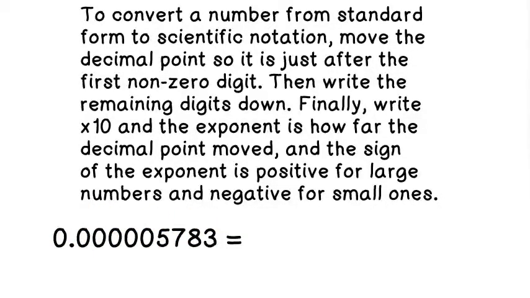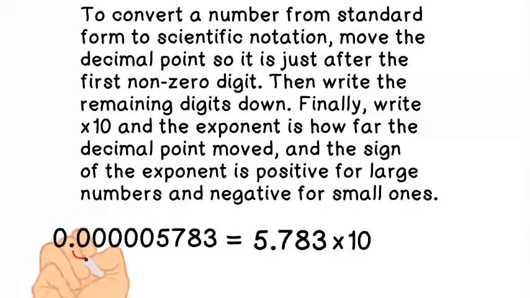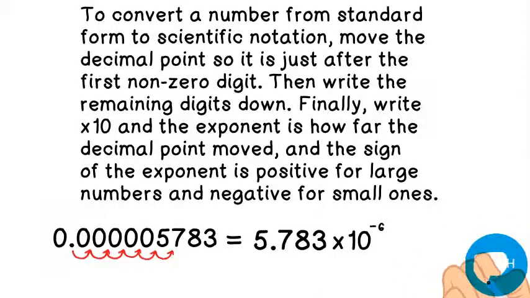Here we have a very small number, and the first non-zero digit is 5. So we write 5.783, and then we see how far the decimal point has to move to get to be just right after the 5. So we count 1 space, 2 spaces, and then 3 spaces, 4 spaces, 5 spaces, and 6 places. So it had to move 6 places. Now it's a very small number, so it's going to be a negative 6.